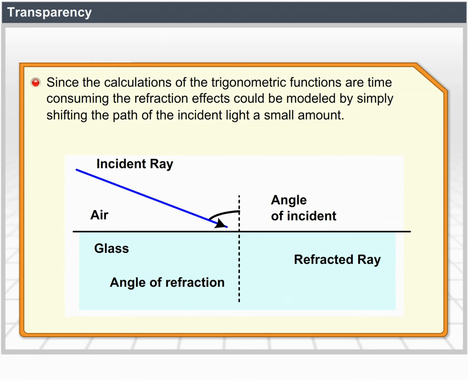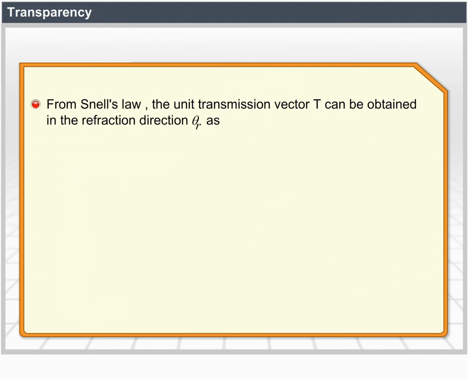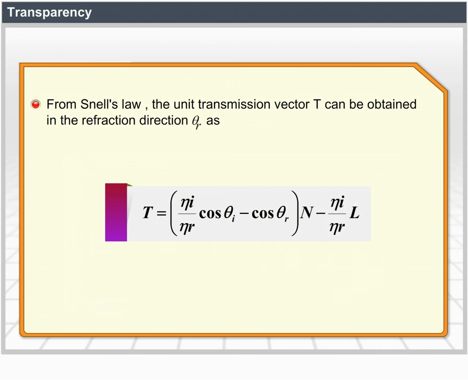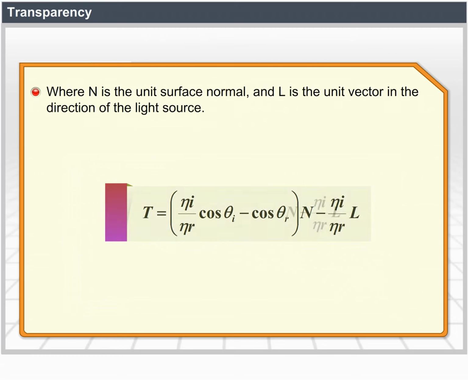From Snell's law, we can obtain the unit transmission vector t in the refraction direction theta r as t equals (eta i over eta r cos theta i minus cos theta r) times n minus (eta i over eta r) times L, where n is the unit surface normal and L is the unit vector in the direction of the light source.